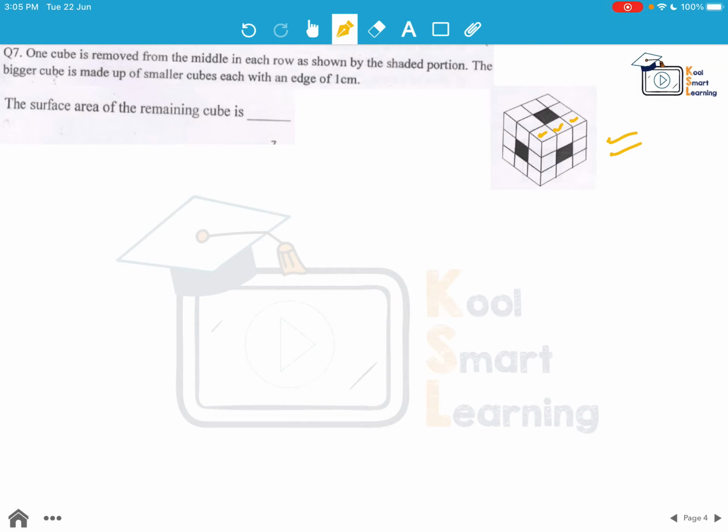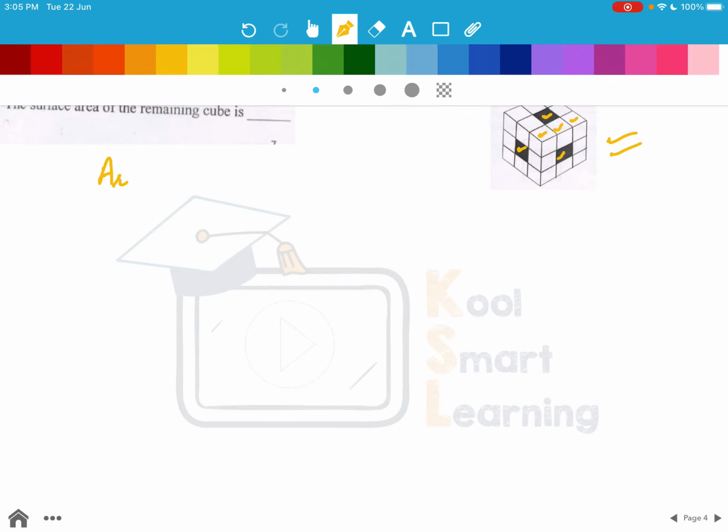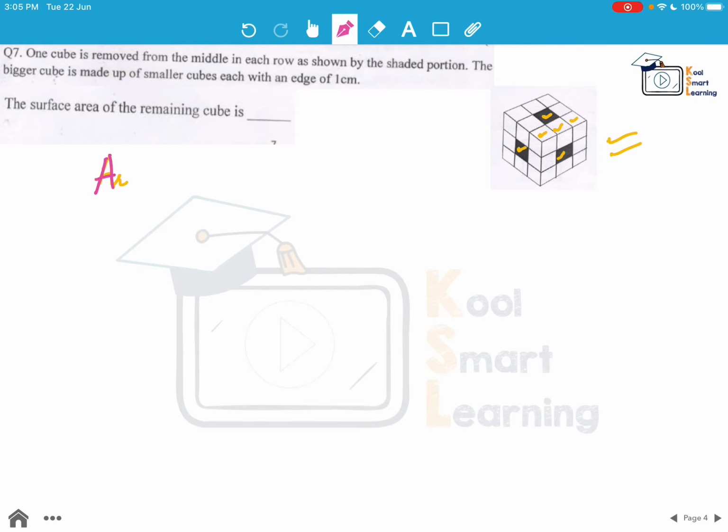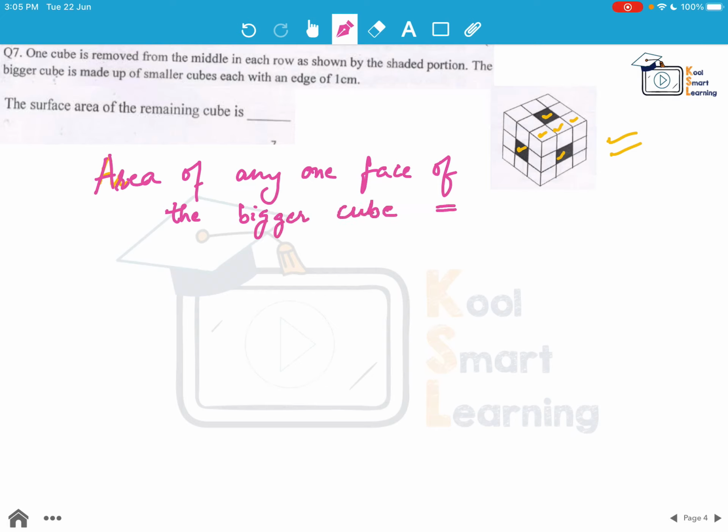Now from one face, the shaded one we see is removed, and this is done from all the sides of this bigger cube. What is the surface area of the remaining cube? Let's first find out the area of any one face of the bigger cube. We'll first find it out for one face and then we'll simply multiply it with 6 because all 6 are similar, and we have to find out the surface area of the whole cube.